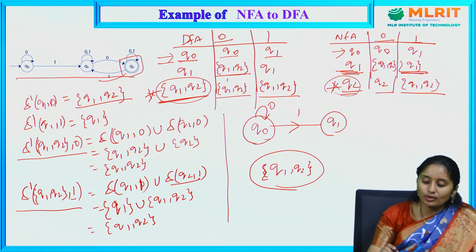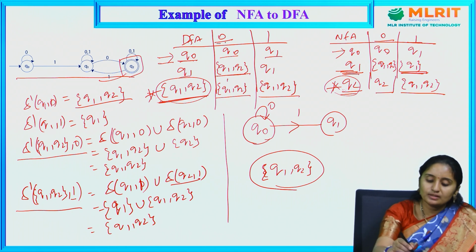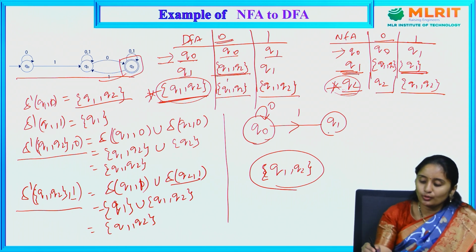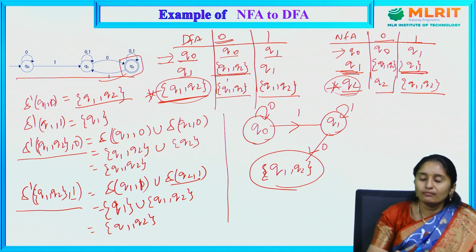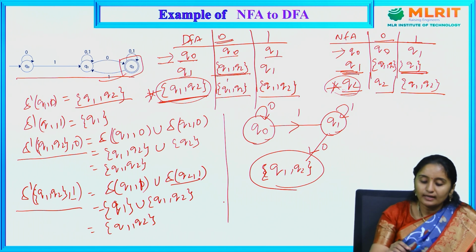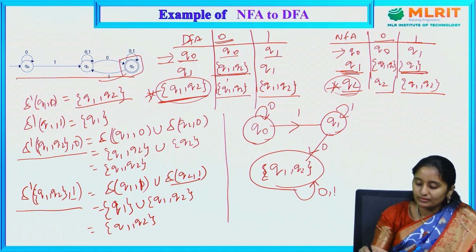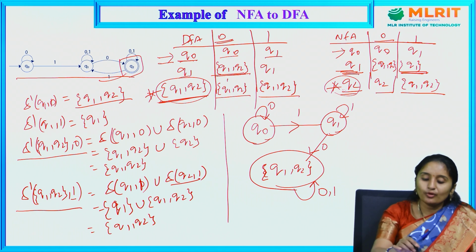Next, Q1 on 0, where is it going? To Q1, Q2 on 0 input. It is going to the Q1, Q2 state. Next, Q1 on 1, it is a self loop, staying in Q1. Next, Q1, Q2 on 0 input goes to the same state, a self loop. And Q1, Q2 on 1 input also goes to the same state.